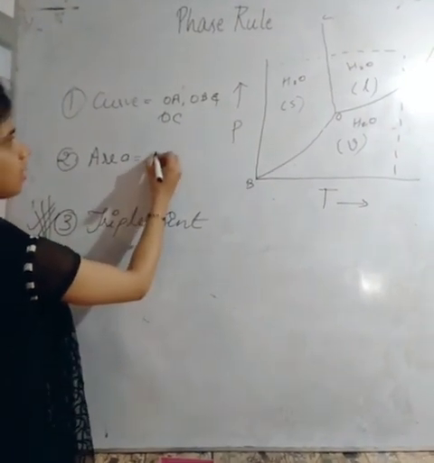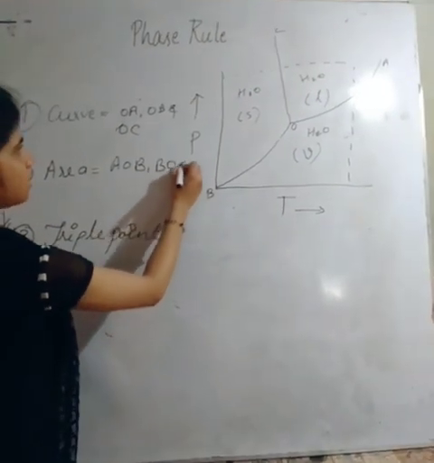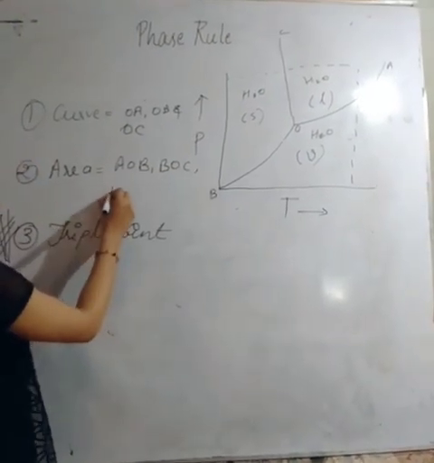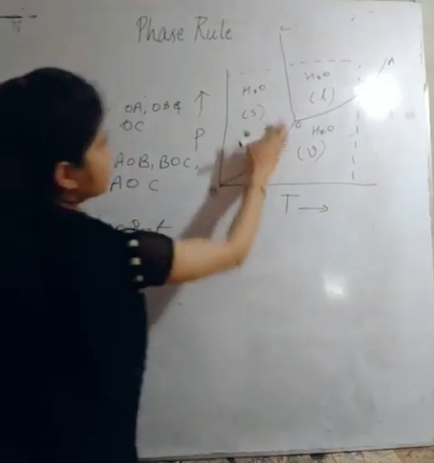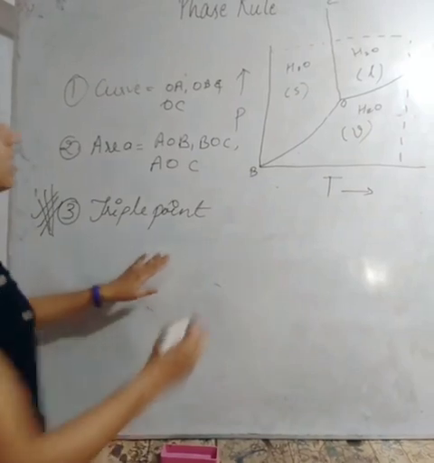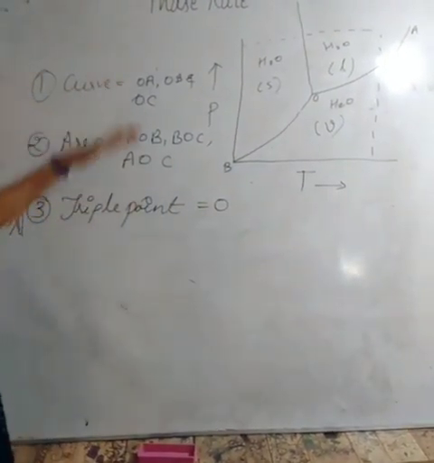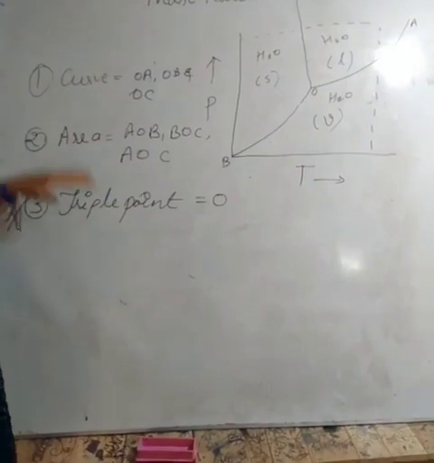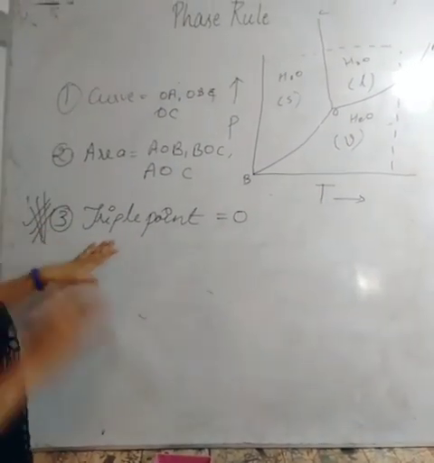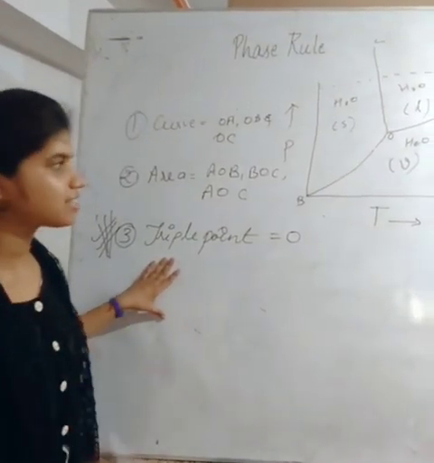Another thing is area. The areas are AOB, BOC and AOC. These three are the areas. And another thing is the triple point, that is O. This is the triple point O. So these are the different terms, and in all the cases, we have to calculate F, the degree of freedom. So let us see how we calculate.